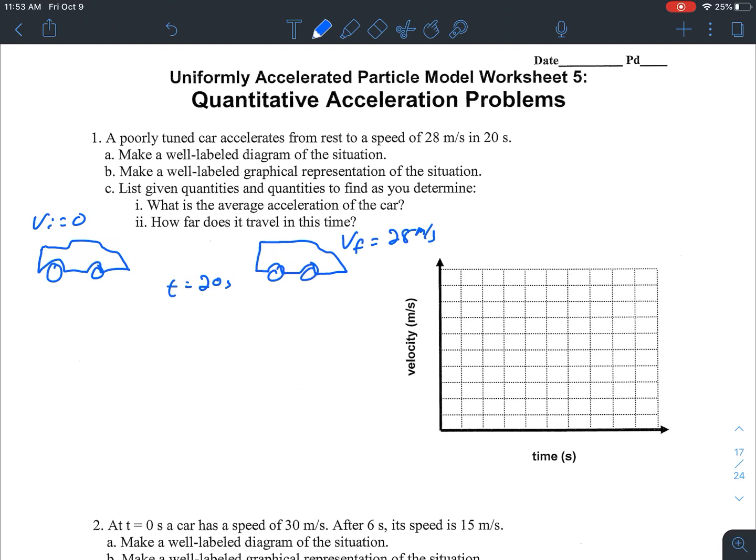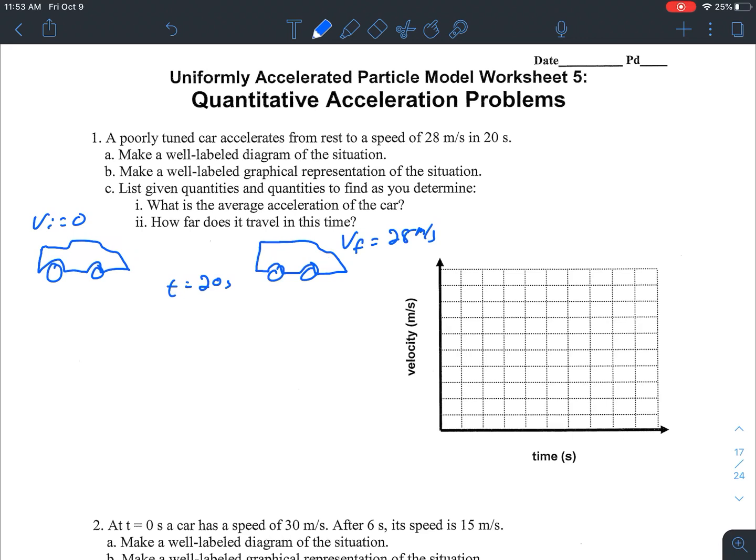So I think that's good enough. It helps us visualize the problem. We're labeling everything. A good thing to have an initial and final scenario is that if you're putting velocities in the beginning, that's a sign maybe put a velocity in the end, or if there was a displacement or something. Part B, we're going to put that into a graph.